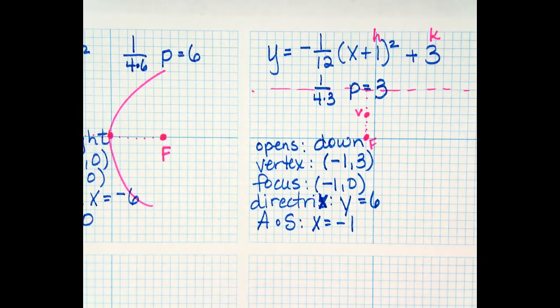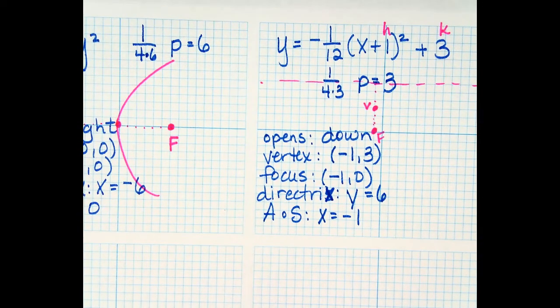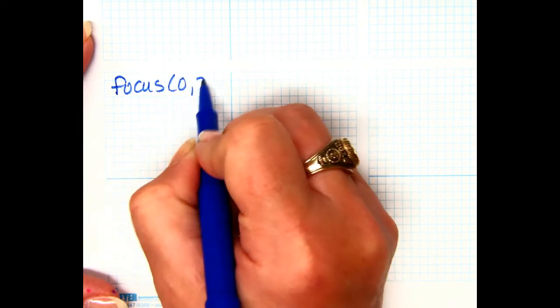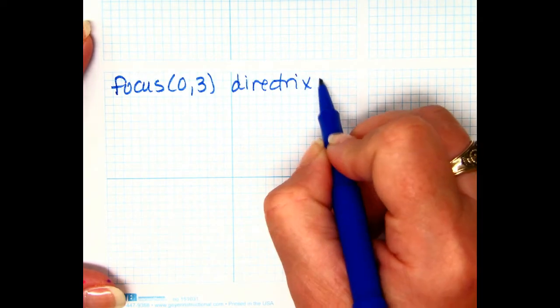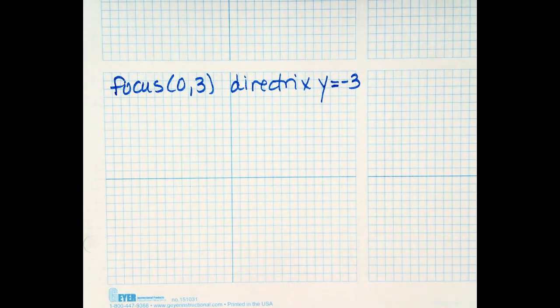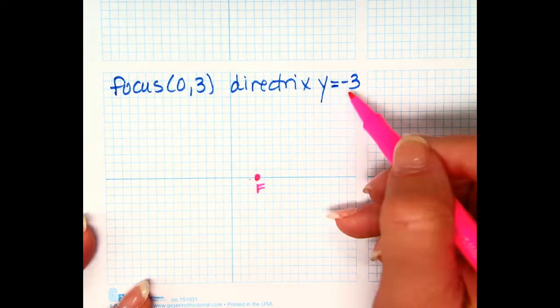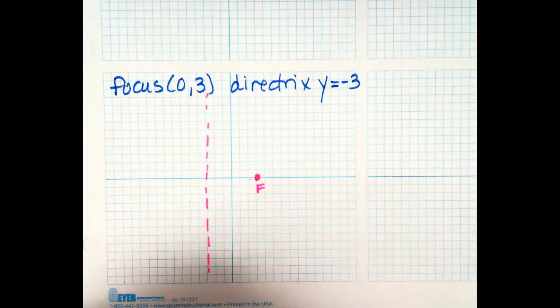Okay, so now what we need to be able to do is we need to go the other way. Okay, we actually need to write some equations. Okay, I need to be able to say to you, the focus is at 0, 3, and the directrix is at y equals -3. And I need you to be able to tell me the equation. Okay? So if my focus is at 0, 3, and my directrix crosses the y-axis at -3, what do you know?